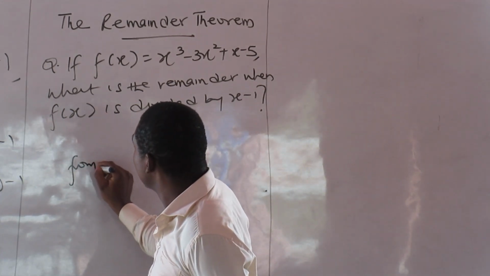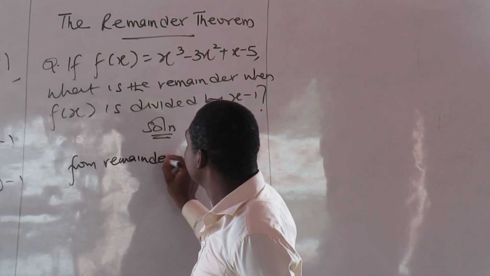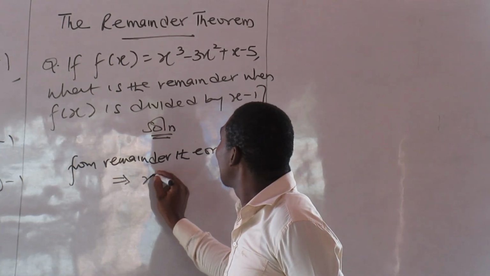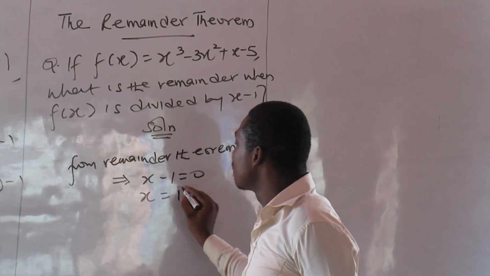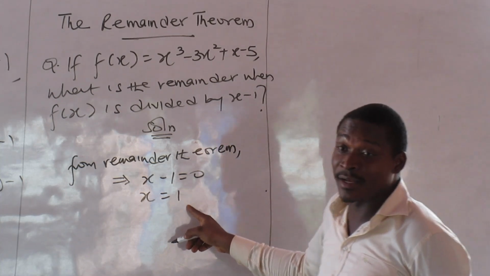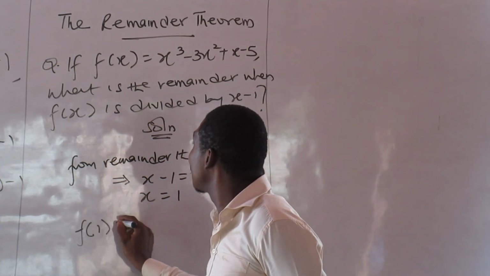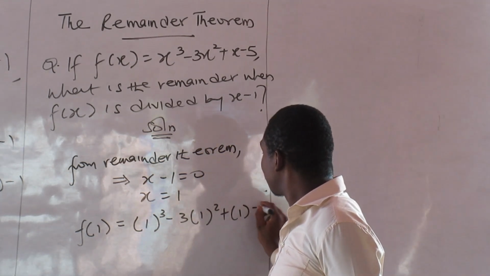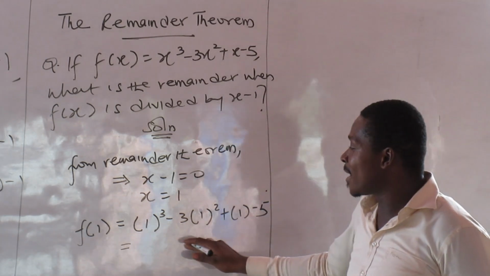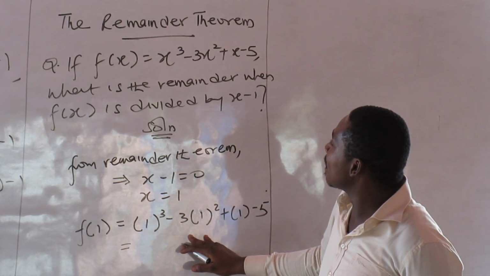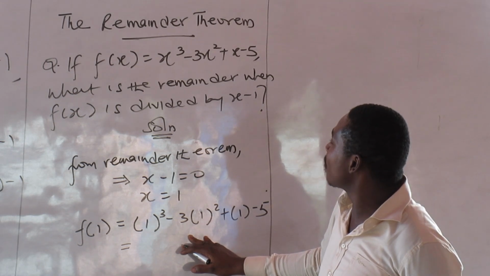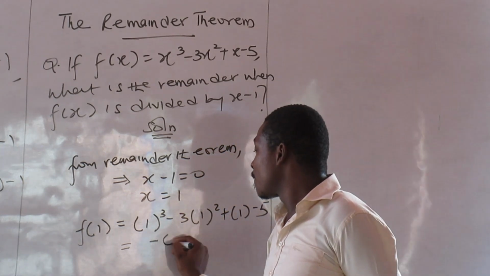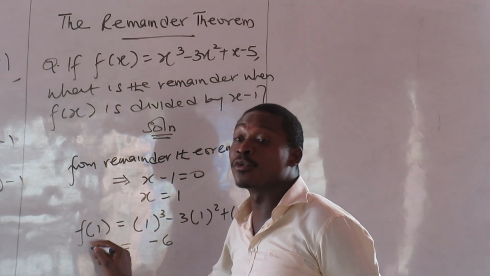So from the remainder theorem, it follows that x minus 1 is equal to 0. So x equals 1. So you see this is a factor. Now I have the root, right? And I'll now substitute that into the expression. That is the expression up there. What is the remainder when f of x is divided by this? You get negative 6.